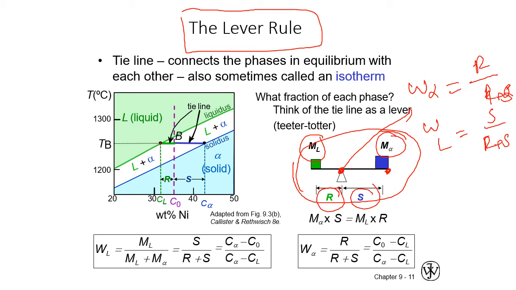For example, if you want to determine the composition of the liquid, then you will consider this distance divided by this total distance. And if you want to determine the composition of the solid, then you will divide this distance, which is R, by the whole distance, R plus S. Similarly, for the liquid concentration, you divide S by the total distance. So this is the trick here. It is basically opposite, and the composition has been explained here.